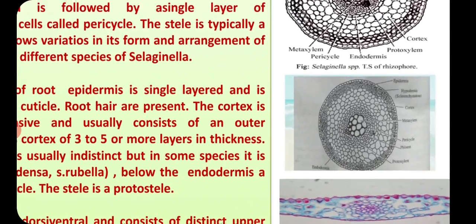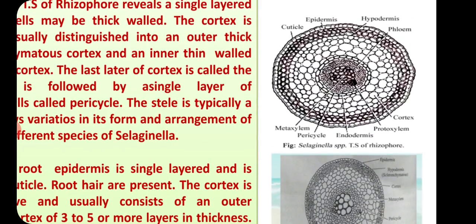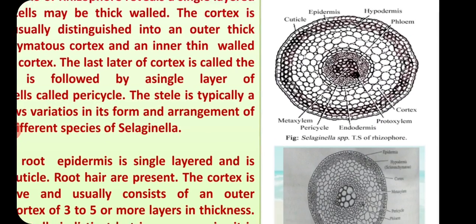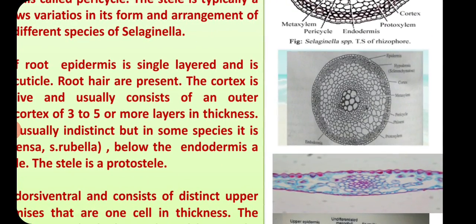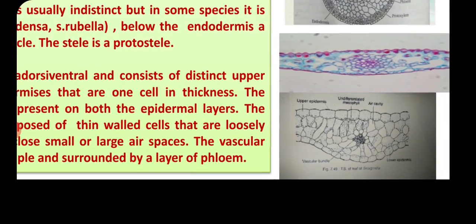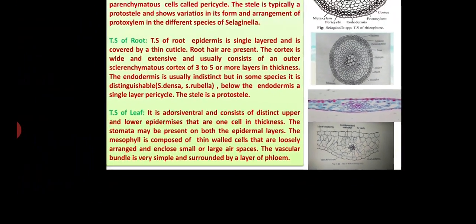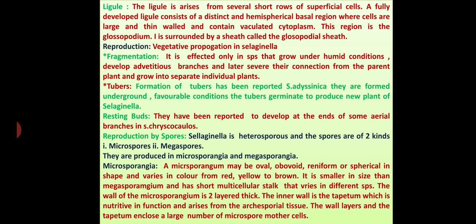See friends, the first one is the transverse section of the rhizophore. The second one is the transverse section of the Selaginella root. The TS of leaf. Then we discuss the ligule.